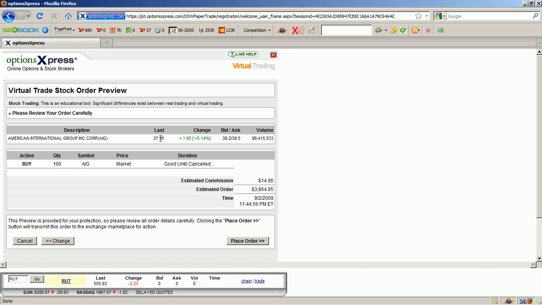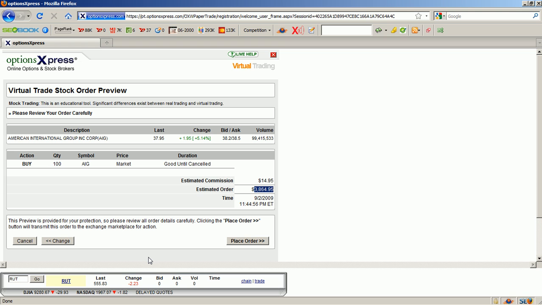If I want to buy 100 shares of that, you can see that the estimated order is going to cost me $3,864.95. The commission is $14.95, so I have to make sure I have enough money in my account to place that order. Otherwise, the order will fail. If I'm not happy with the order, I can change it or cancel it and come back. And if I'm happy with the order, then I can go ahead and place it.